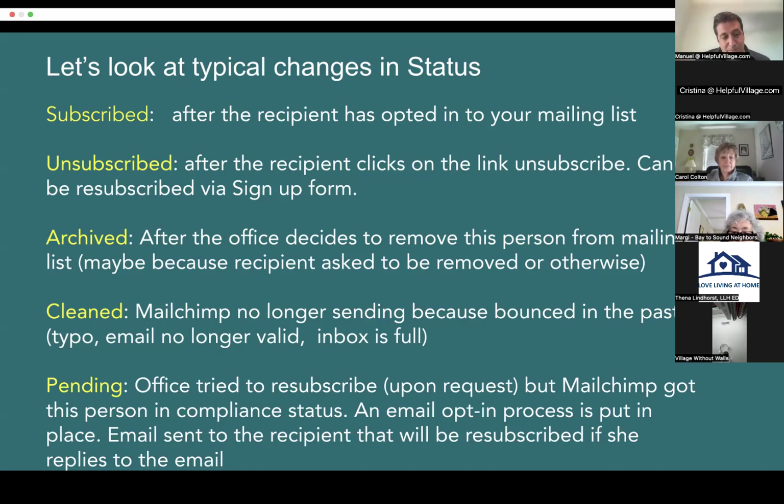This last one, pending, is interesting and it's also new. So we had some people that went from subscribed to unsubscribed. Then they did the sign up form, and the person went back to subscribed. But that process is not perfect, because Mailchimp still has a doubt whether this person really wanted to go back on the list, because basically you can go to the form and fill it out for them.